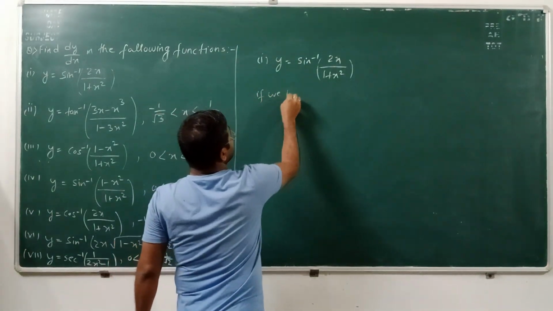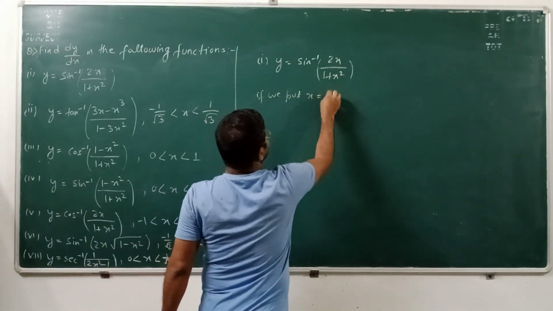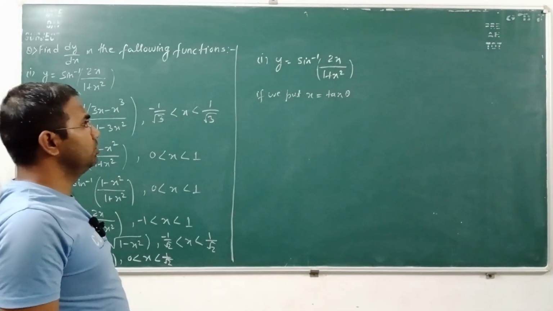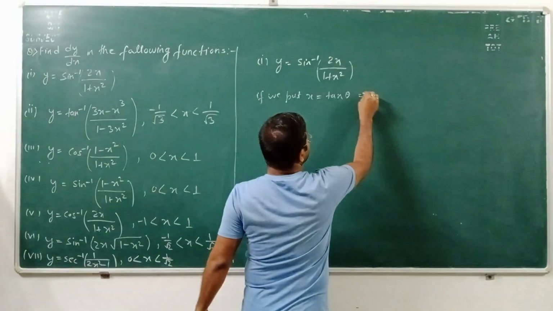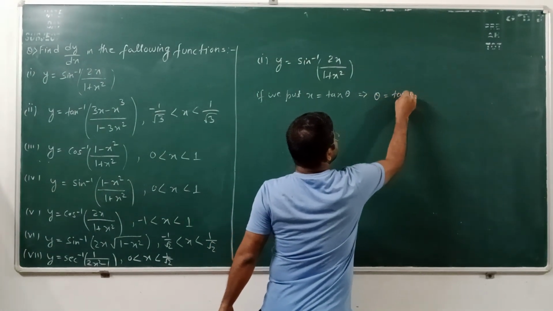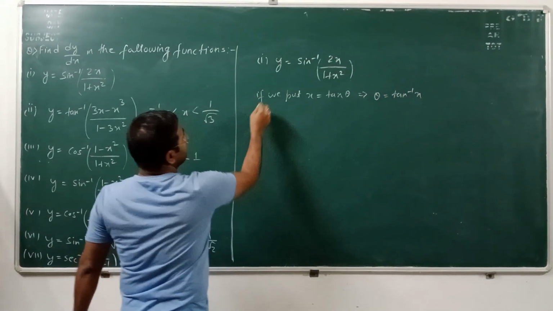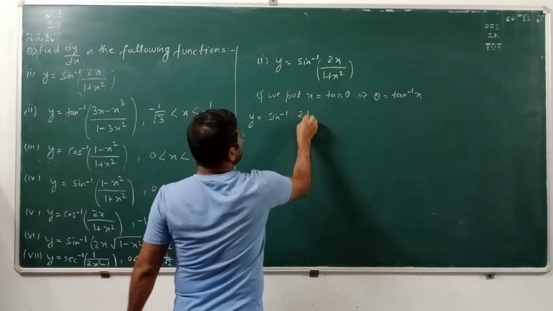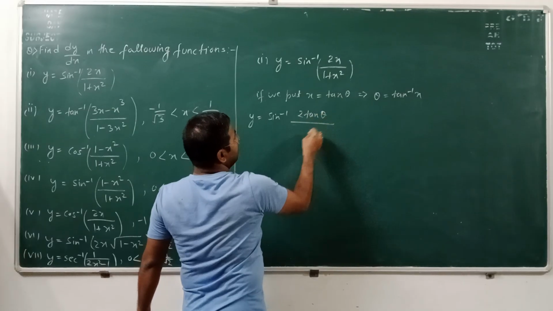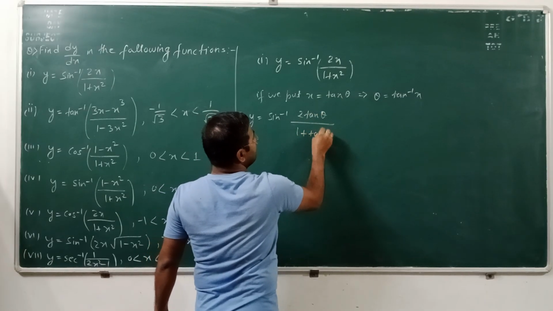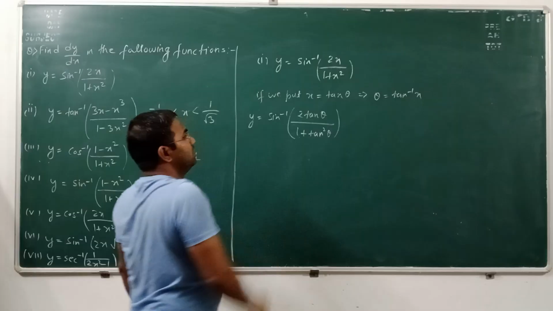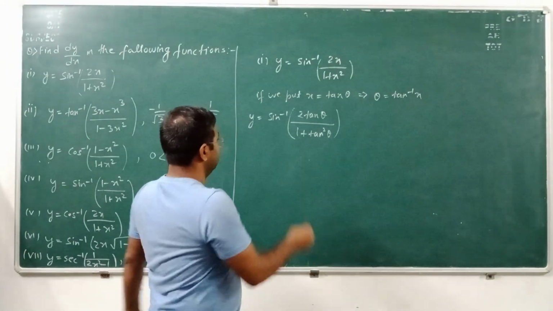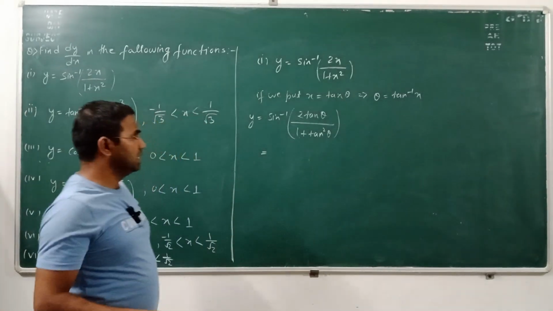if we put x is equal to tan theta. Suppose if we put here x is equal to tan theta, then theta will be tan inverse x, and the function will become sine inverse of 2 tan theta upon 1 plus tan square theta. So you can see here now, as you know that this is the identity of sine 2 theta. Okay, you had learned in 11th class.